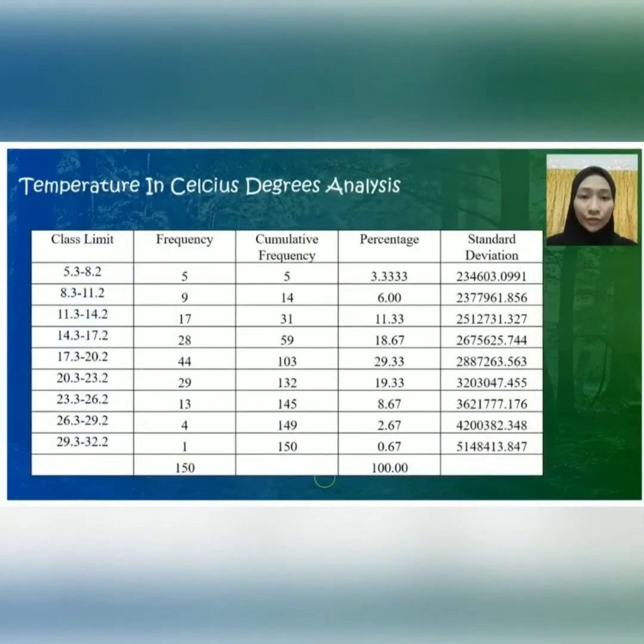This ogive graph is representing the temperature in Celsius degree analysis. As we can see, the trend for this ogive graph is increasing. The highest temperature is around 150 Celsius degrees, while the lowest temperature is around 1 Celsius degree. In addition, the median for this temperature is 103 Celsius degrees.